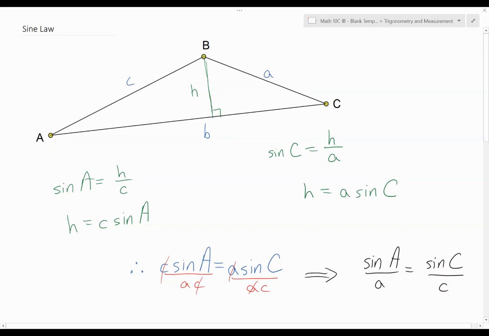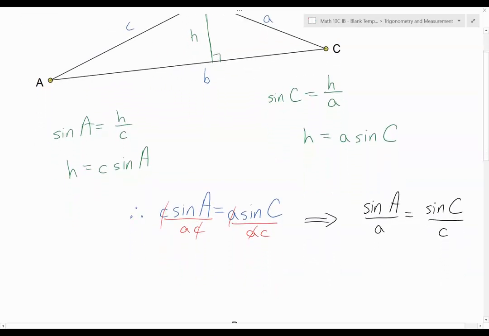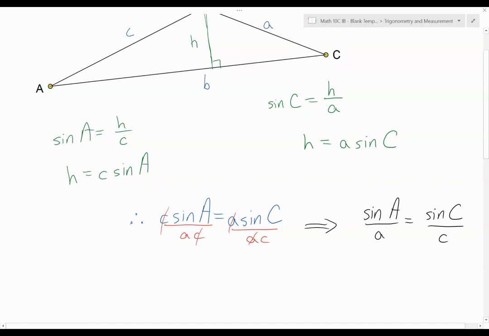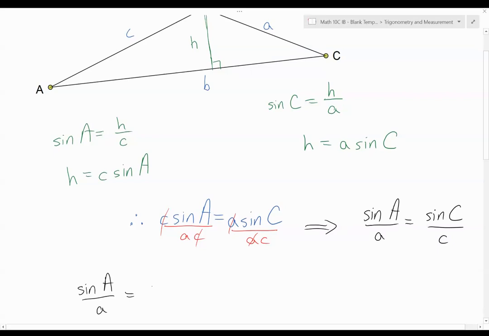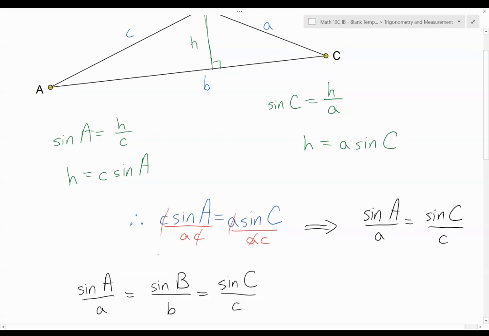Now, there was nothing special about these particular angles. I could have drawn my h on any of the sides. I drew h on side b, dropping down to side b, but I could have drawn a perpendicular dropping down to any side. So in fact, in any triangle, and this is true in right triangles as well, although we tend not to need it in right triangles, sine of A over a equals sine of B over b equals sine of C over c. So in other words, the ratio of the sine of an angle to the side length opposite to that angle is constant for all three angles and sides in the triangle. This is the sine law.